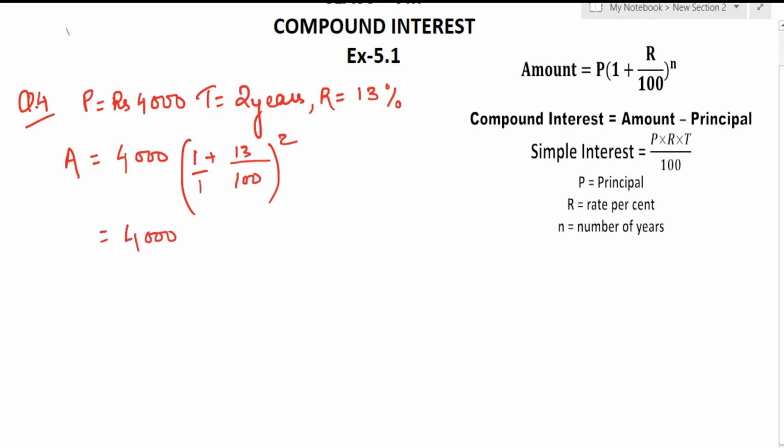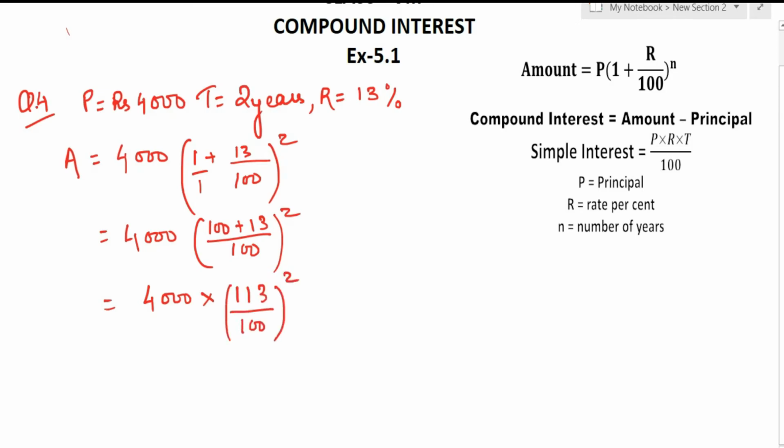It will become 4000. The LCM will be 100. 100 ones are 100, 13 ones are 13, whole square. So that will become 4000 into (100 plus 13 is 113) by 100, whole square. Now let's go ahead with that. Amount equals 4000 into 113 into 113 whole divided by 100 into 100.